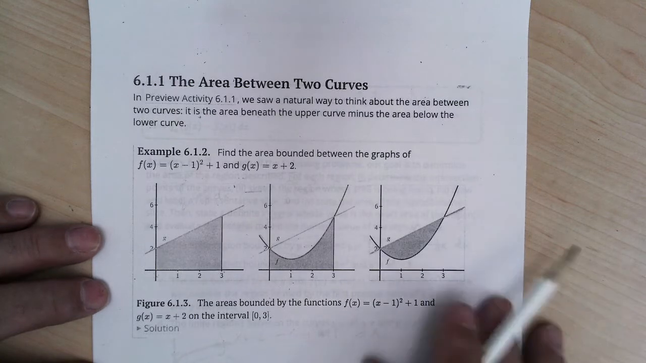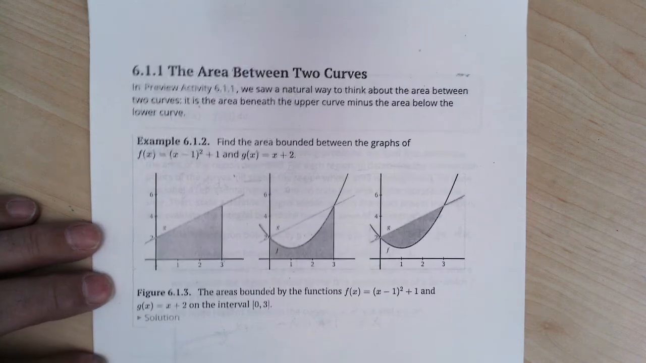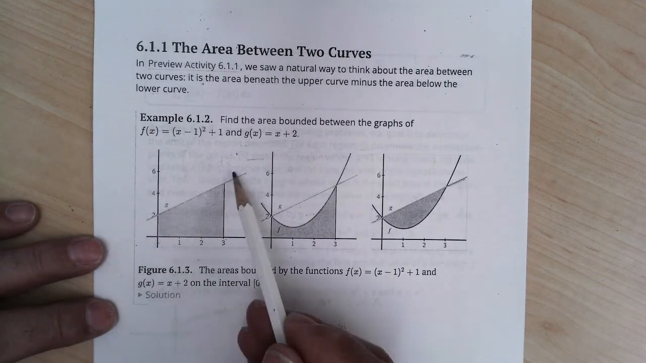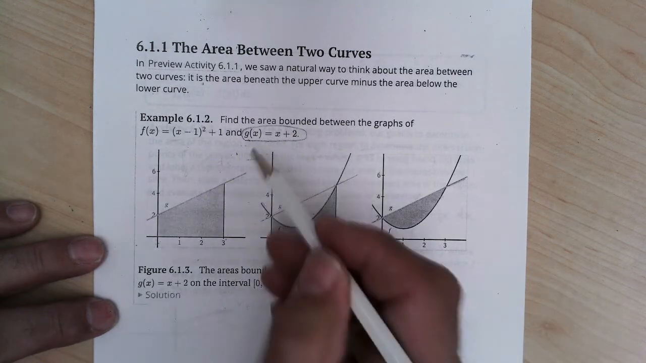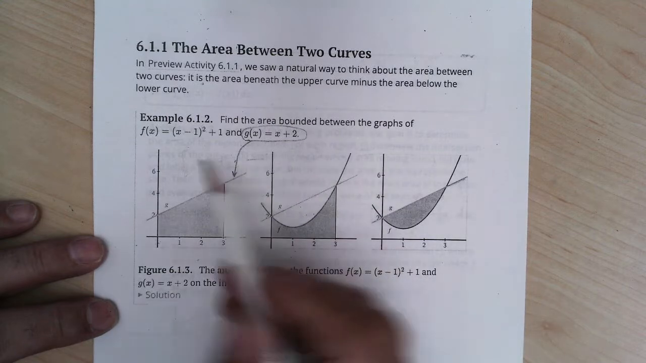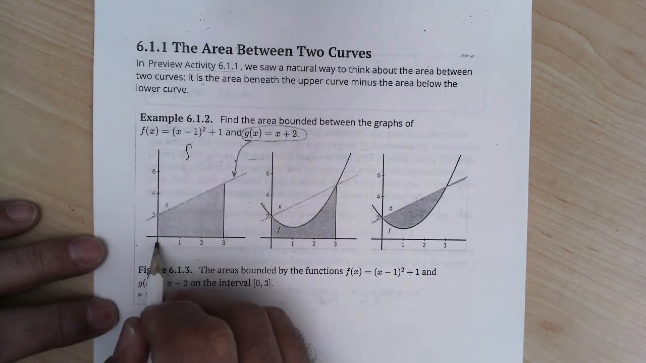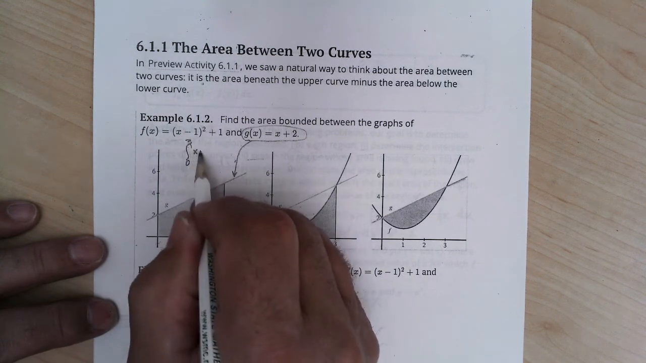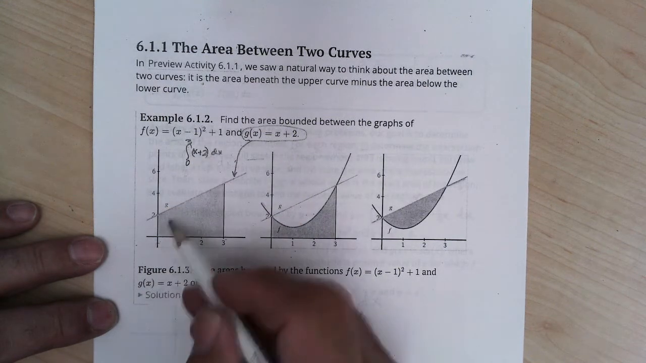All right, so we're going to find the area between these curves. We're going to start with this one, which is a line, g of x. So that's this line, and if I were to do the integral from 0 to 3 of x plus 2 dx, I would get this area.